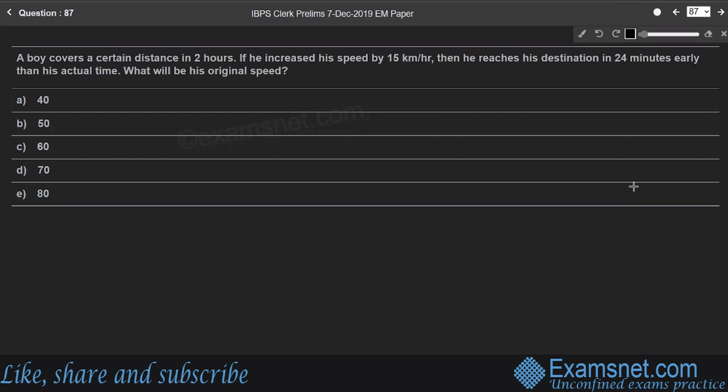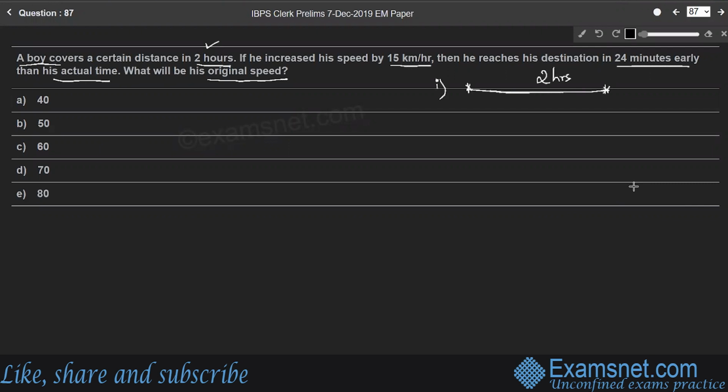Question 87. A boy covers a certain distance in 2 hours. If he increased his speed by 15 km per hour, then he reaches his destination in 24 minutes earlier than his actual time. What will be his original speed? So here, a boy covers some distance with some speed and he took 2 hours for his journey, right?